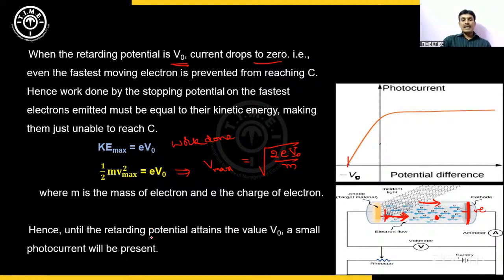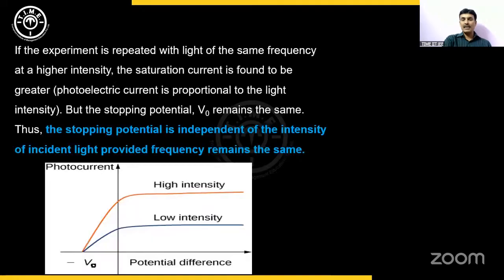So until the retarding potential attains a value V naught, there is a small magnitude of current, as shown here in the graph. Once it reaches the negative potential V naught, the current drops to 0. At V naught, no electron is able to reach the anode. If no electrons are flowing through the circuit, no current is established. The microammeter reads 0. So photoelectric current becomes 0 at V naught, the negative potential. That is called stopping potential.